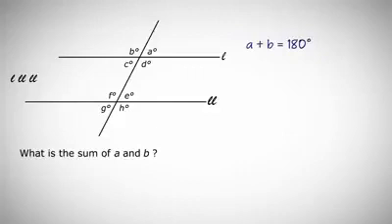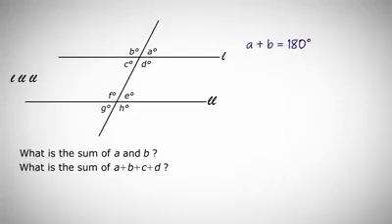Second, what is the sum of A plus B plus C plus D? Well, you'll notice that all four of those angles surround a point of intersection. The sum of the angles around a point of intersection is 360. So A plus B plus C plus D is equal to 360.